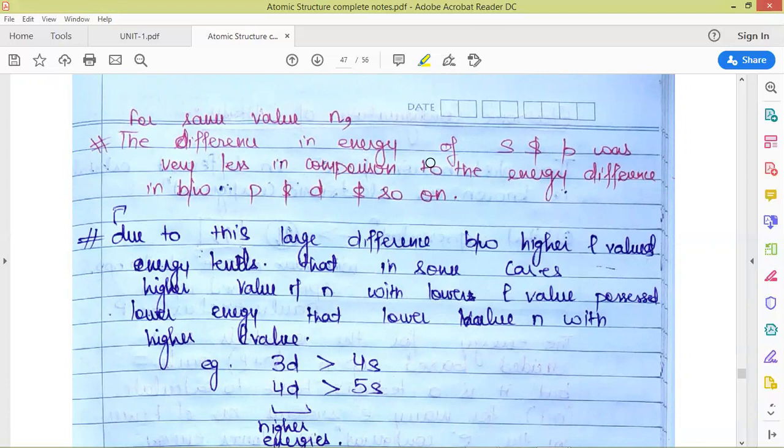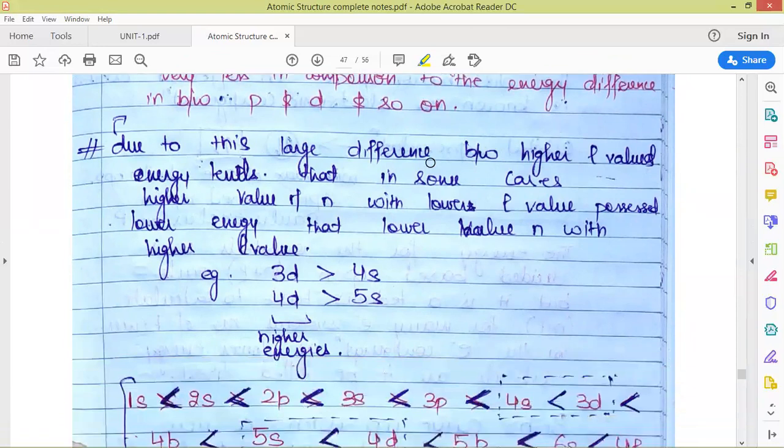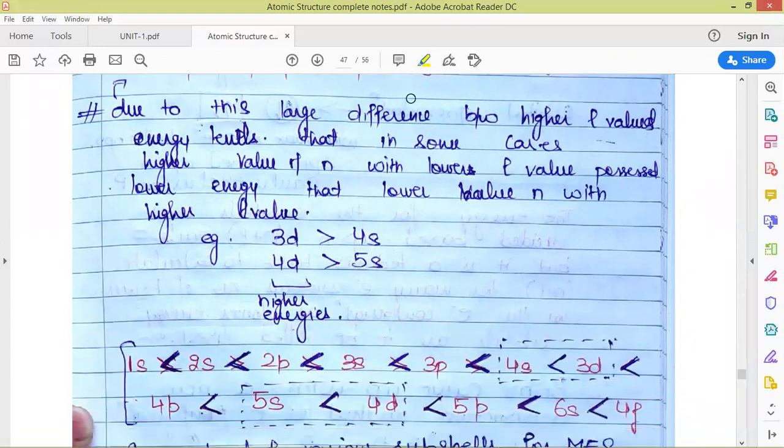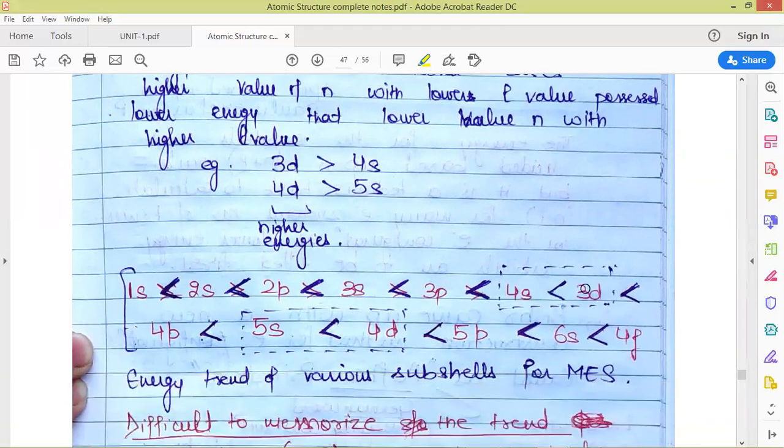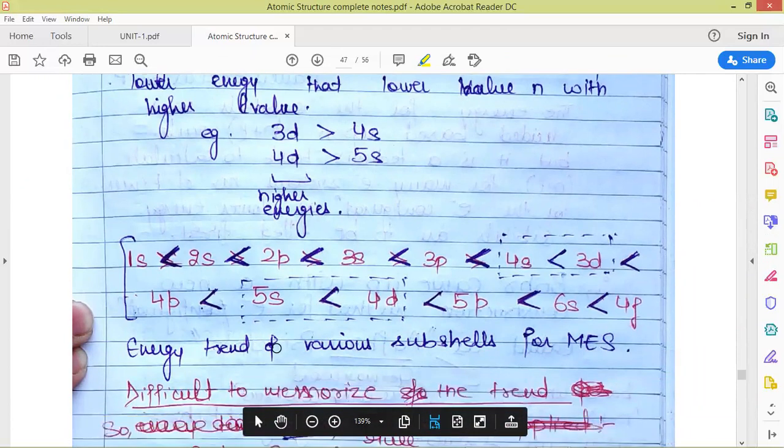So due to this reason, what happens is, the higher L value with lower n value, that is, here the n value is smaller for the 3d orbital and the L value is smaller for the 4s orbital. So due to this reason, sometimes the 3d orbital has larger energy in comparison to the 4s orbital. So here the same thing is happening, that the 3d orbital has higher energy than 4s. Again 4d has higher energy than 5s.